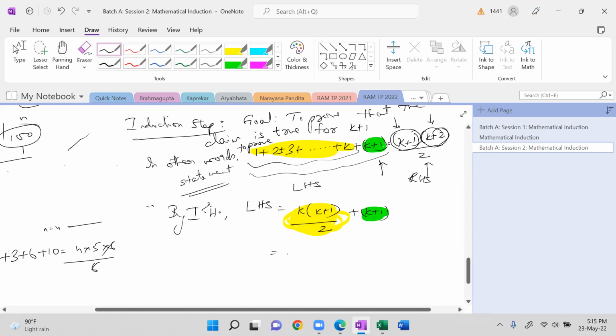Sir, this thing which you have written in yellow and green, LHS, that same thing is equal to RHS, where k plus 1 into k plus 2 upon 2. So we can simply equate it and we get both sides are equal. Right. So you add them, then you get that this is nothing but k plus 1, and this is nothing but k plus 2 divided by 2. That is our RHS, hence proved.